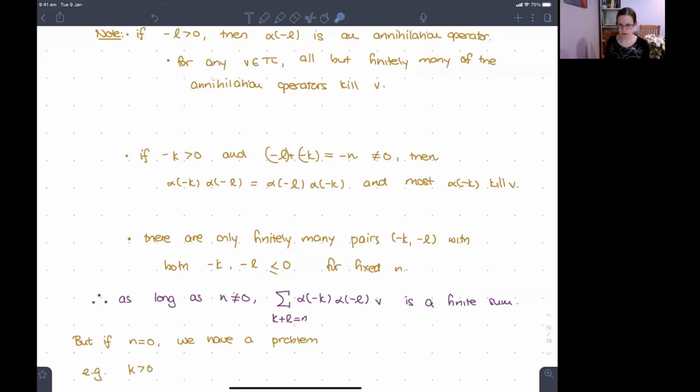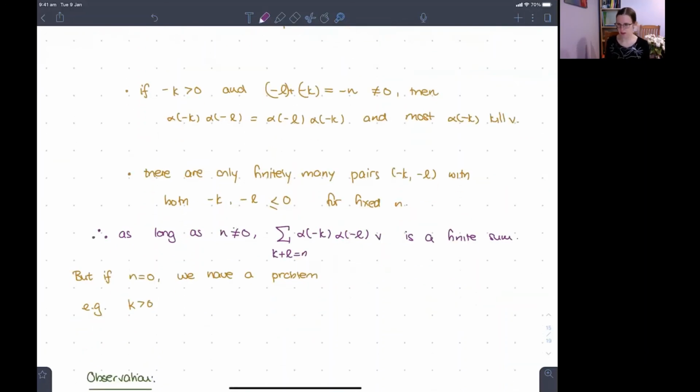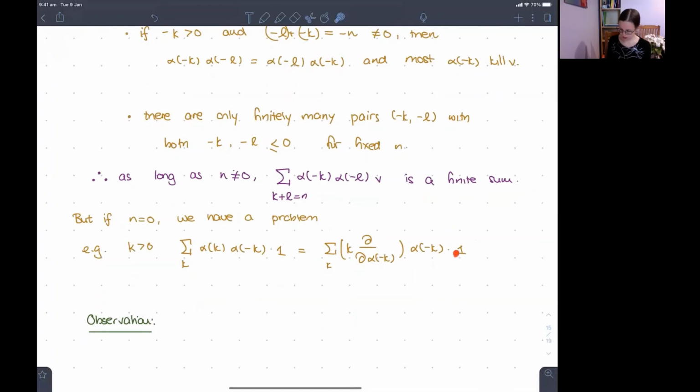problem. So for example, for any k which is positive, I can look at alpha k, alpha minus k, acting on 1. And this is, well, if we remember that alpha k, when k is positive, is k times the partial derivative of alpha minus k, of alpha minus k of 1. And so we're creating something, and then we're taking the derivative. And so we're getting the sum over k of k times 1. And so this is bad.